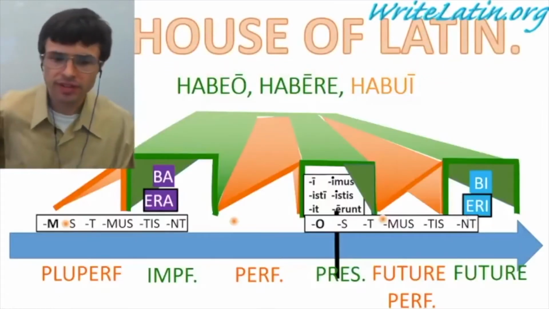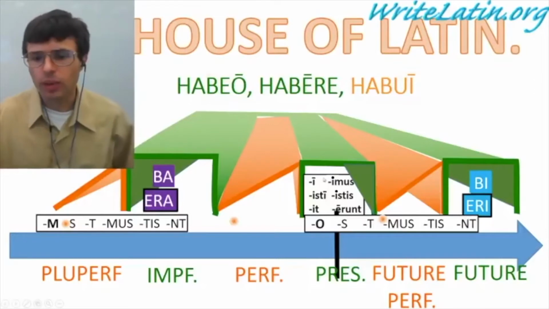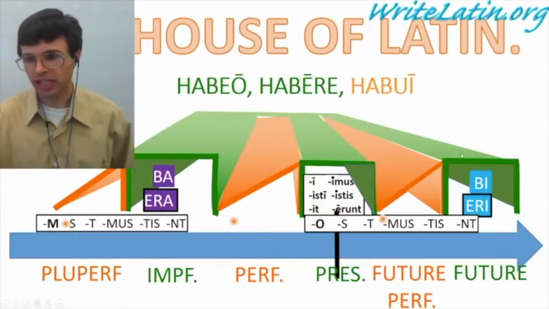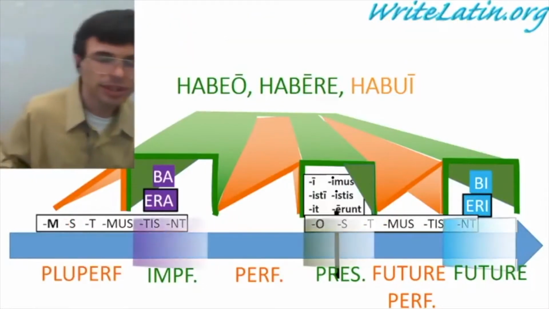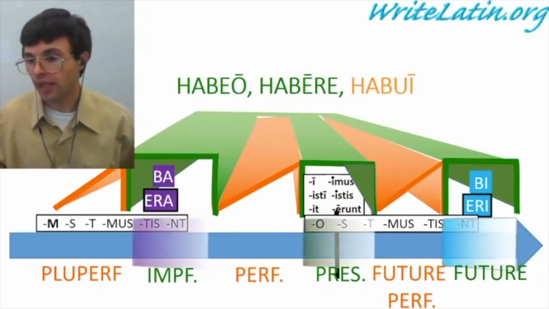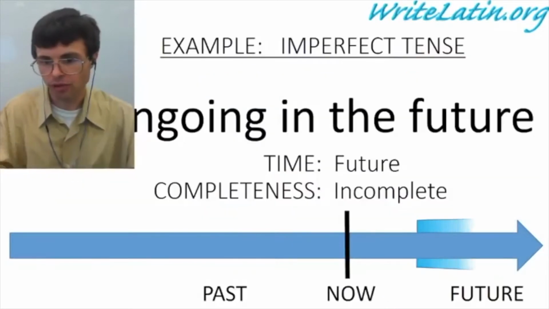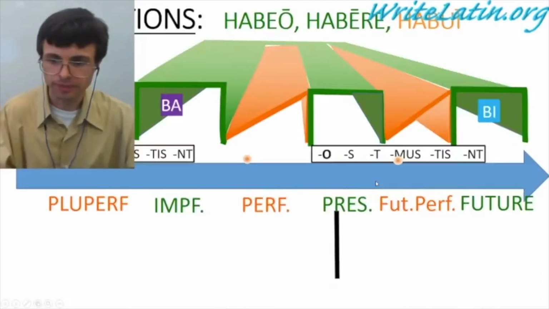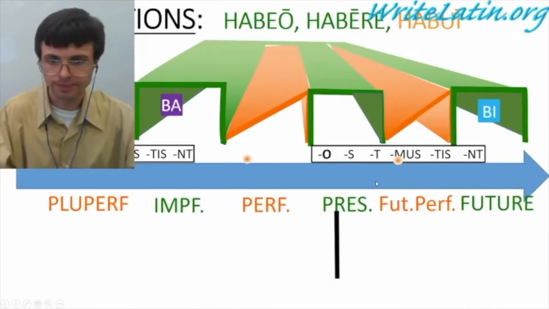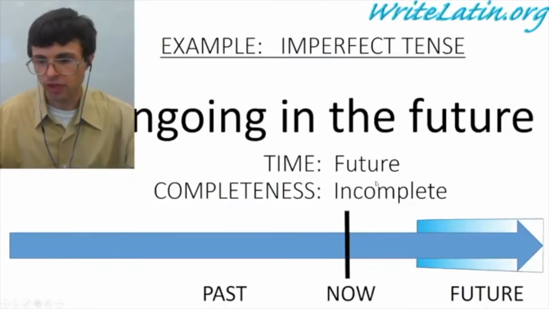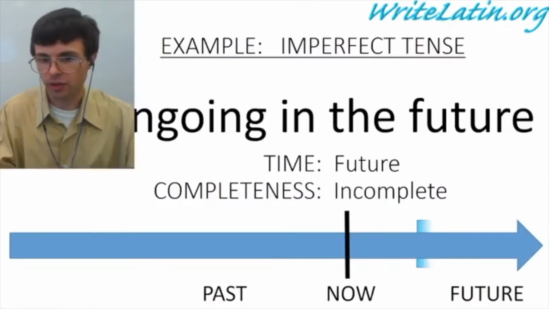All right, so this is the House of Latin. We have learned present tense and imperfect, and now we're going to learn the last regular, stable green tense here, which is the future. So these three tenses are incomplete or ongoing in time, and so that means that the two attributes of the future tense are that its time is future and its completeness is incomplete or ongoing.